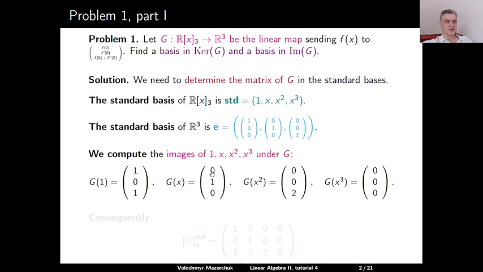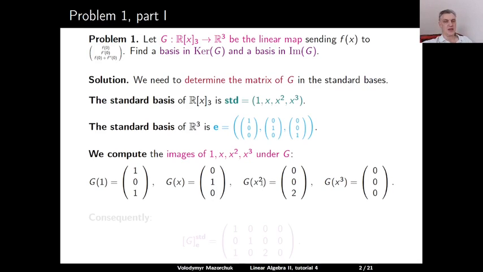So G of x. x evaluated at 0 is 0. The derivative of x is 1, evaluated at 0 it's 1. So f of 0, as we already know, is 0, and the second derivative of x is 0, so it gives us 0. So G of x is 0, 1, 0.